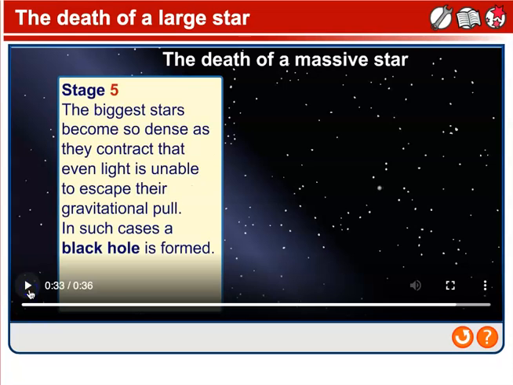Finally, in stage 5, the biggest stars become so dense as they contract that even light is unable to escape their gravitational pull. In such cases, a black hole is formed.